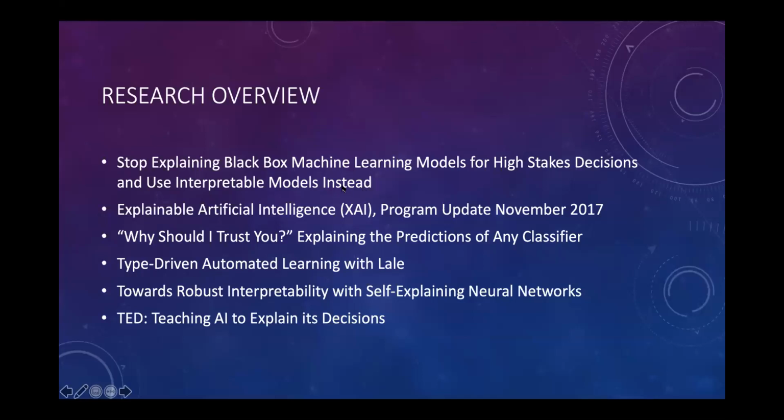These are some of the papers I recommend you guys read. So Stop Explaining Black Box Machine Learning Models for High-Stake Decisions. This is from Cynthia Rudin over at, I think it's Duke. Explainable Artificial Intelligence. This is from DARPA. It's a program update. It tells you about why explanations are important, who's doing it, where. Why Should I Trust You, explaining the predictions of any classifier. Type-driven automated learning with LALE, that's from IBM. Towards Robust Interpretability with Self-Explaining Neural Networks, that's an MIT paper. That one's pretty heavy on the math, but it's interesting. And then TED, Teaching AI to Explain its Decisions. That's another IBM talk or paper.